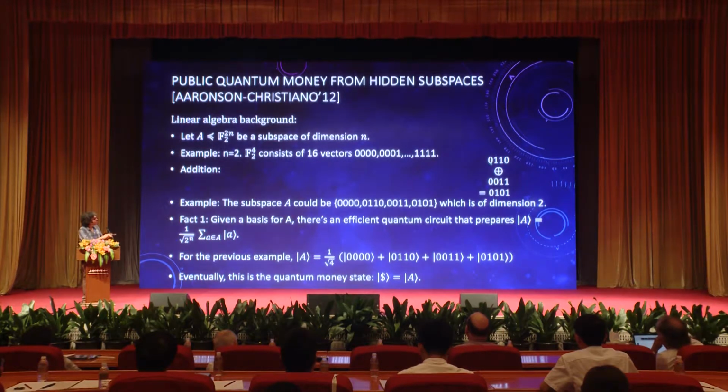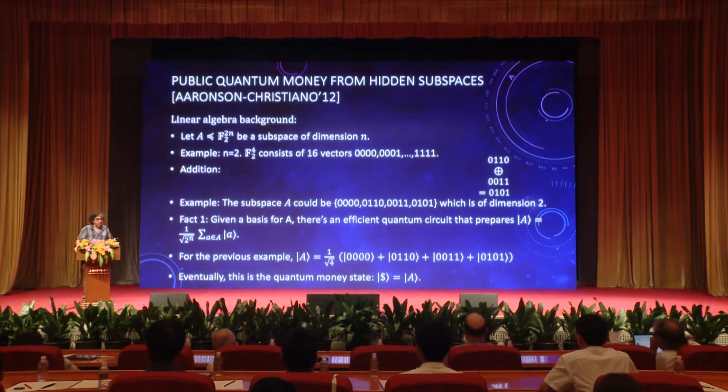You simply take that bit, XOR it with that bit and get a 1. You XOR this bit and that bit and get a 0. XOR this bit and that bit and get a 1. 0 XOR 0 gets a 0. And this is how you do addition in F2 to the 4.